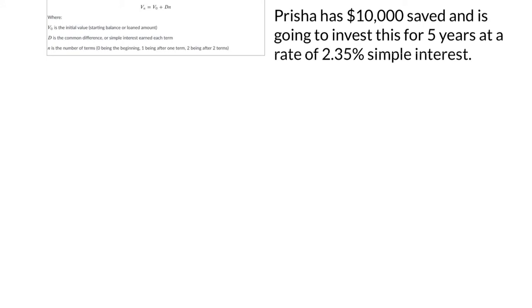Precia has $10,000 saved and is going to invest this for 5 years at a simple interest rate of 2.35%. Let's have a look to see what parts of this little prompt we can use to drop into our recurrence formula. So we can see that Precia starts off with $10,000. So that's the starting amount. So we're going to say V0 equals 10,000. That's how much money there is at the beginning, or the initial value.